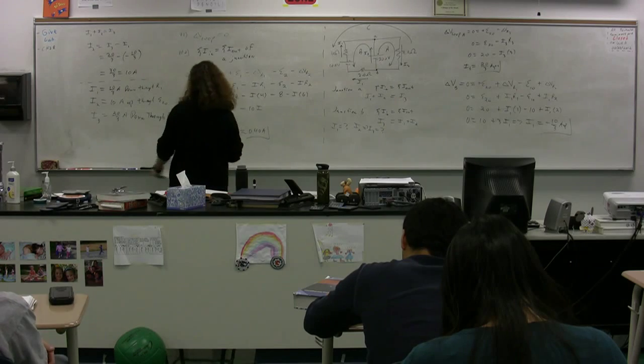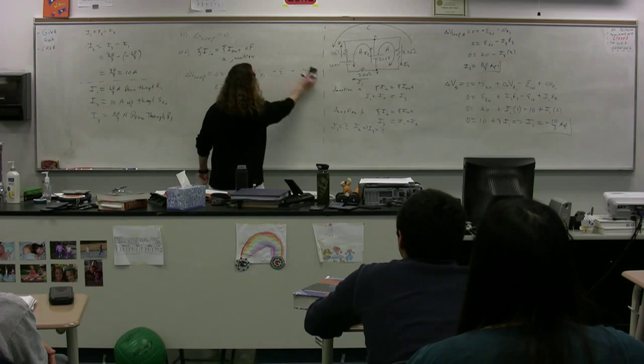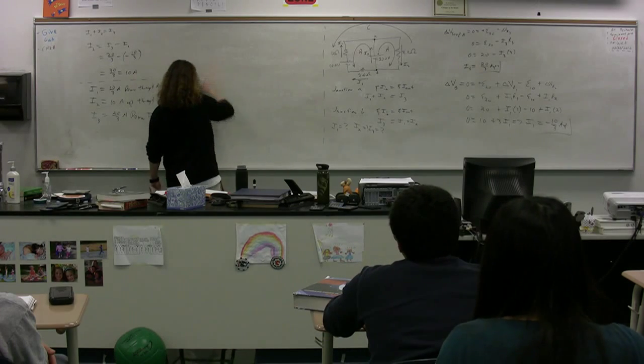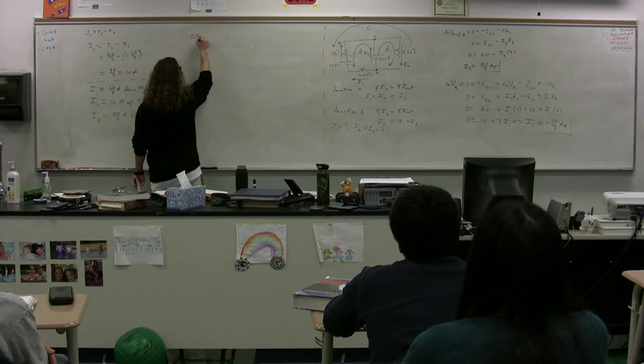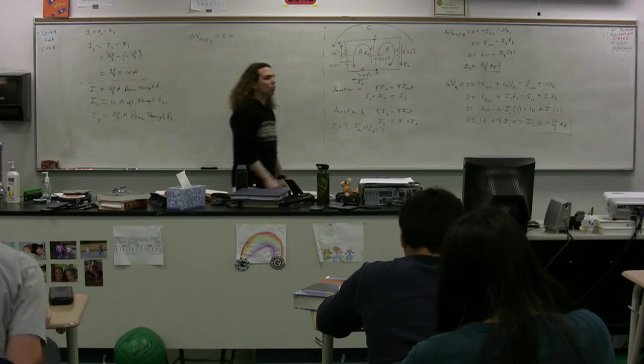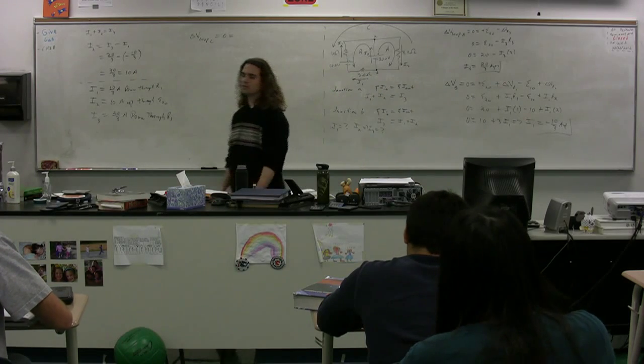Now, we have this extra loop. The extra loop we can use to check our answer. So what is the potential difference around loop C? That's equal to 0. Work me through the potential difference around loop C.